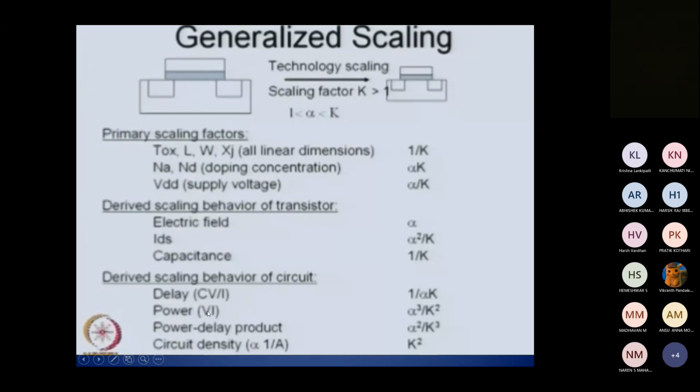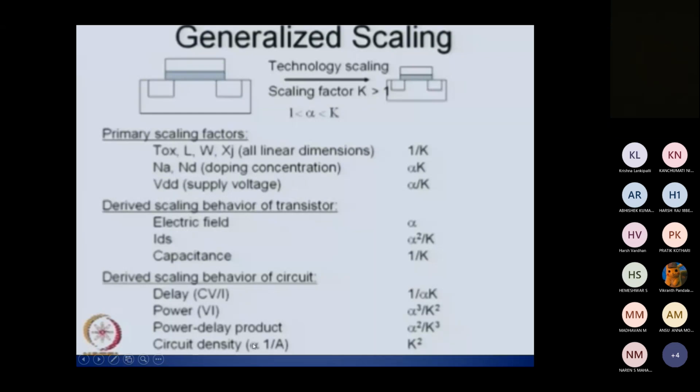Whereas the power, that is voltage into current, is reduced by alpha q divided by k square times. So if you can see here, this is a very important thing. That means in these smaller dimension devices, we are able to work with the smaller devices at a very small power. So with the smaller power, we are able to function the device. That is very important.